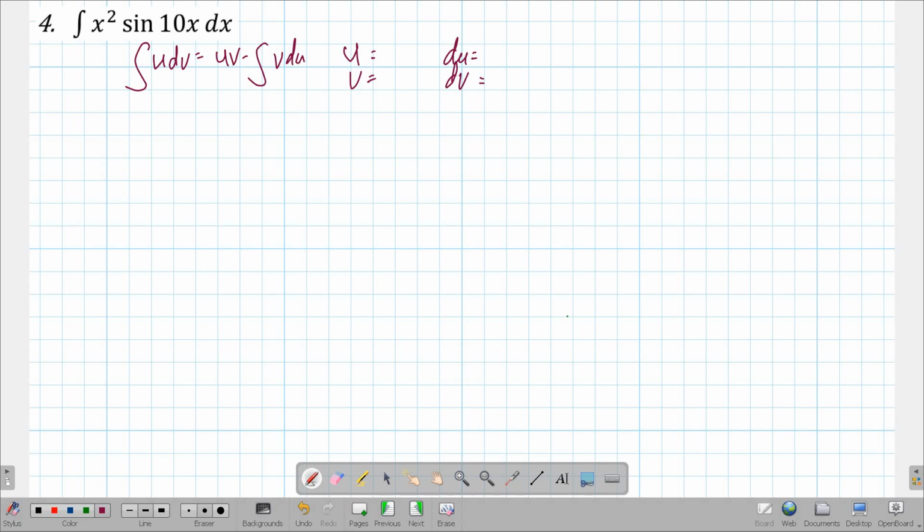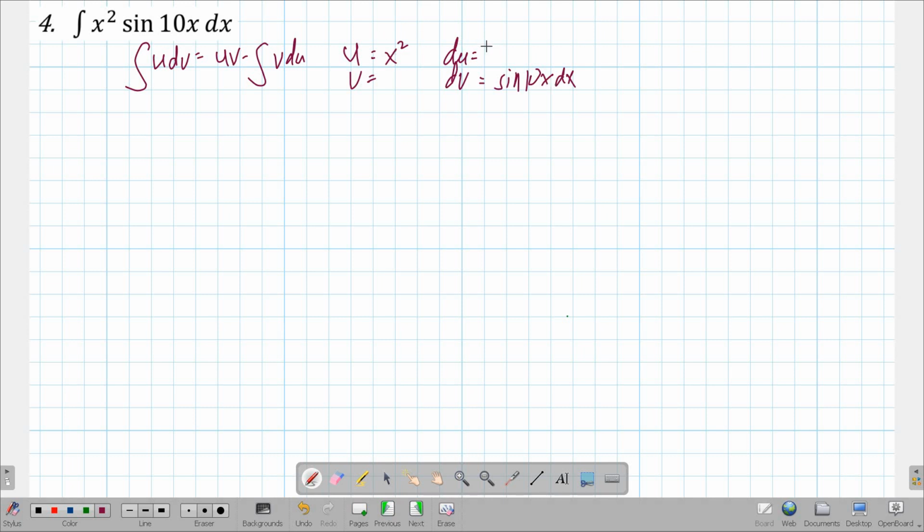In this case, it's kind of difficult to choose because you can easily find the integral of both x squared and sine 10x. Although it might not work if you try which is which. What I'm trying to say is that you have to choose carefully because sometimes the combinations might work, sometimes the combinations might not work. So in this case, I'm going to use x squared as my u and sine 10x dx as my dv.